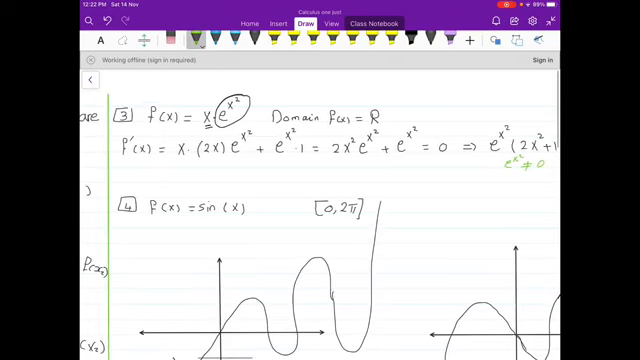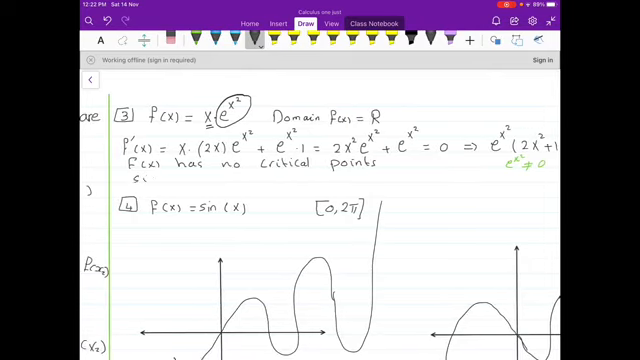So this function has no critical points.